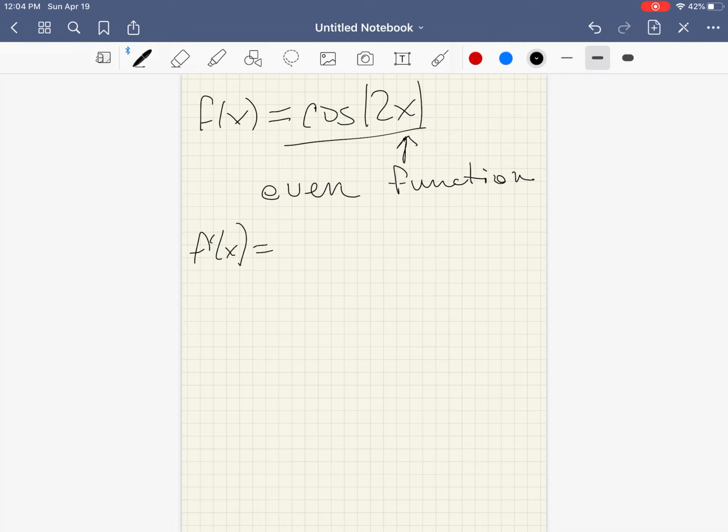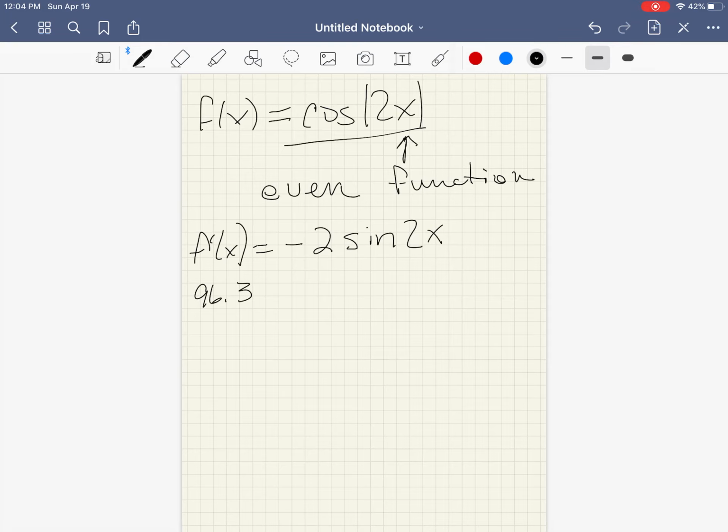So that would be negative 2 sine of 2x. All right? That was not too bad because it's an even function. If it's not an even function, then you have to break up the graph and look at it in pieces.